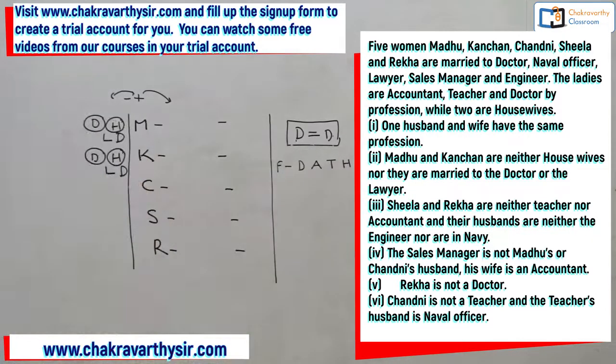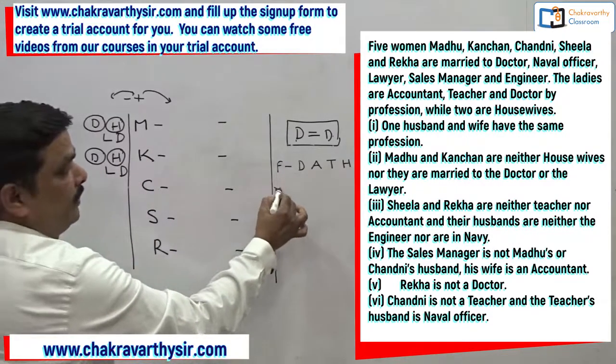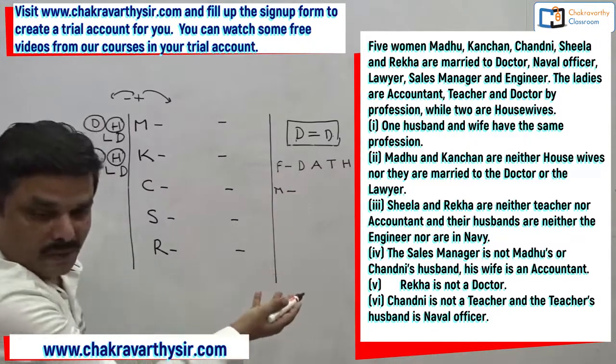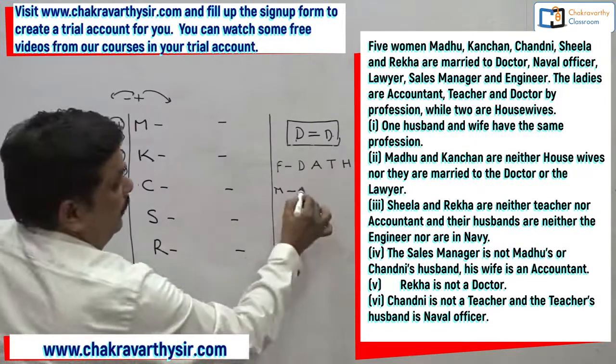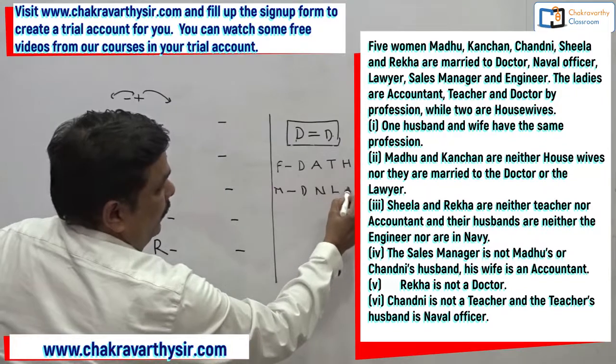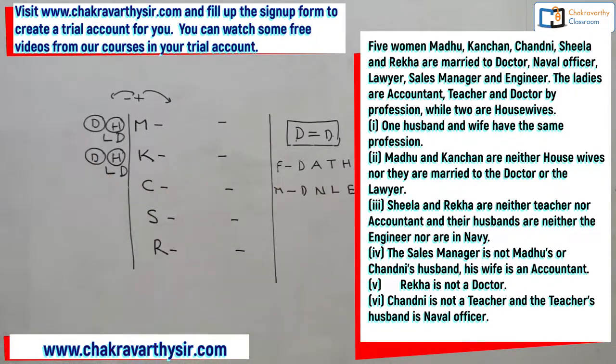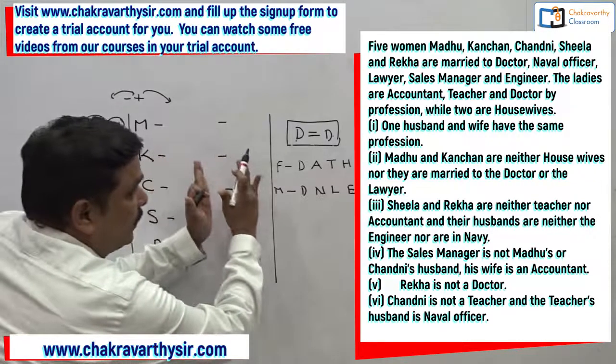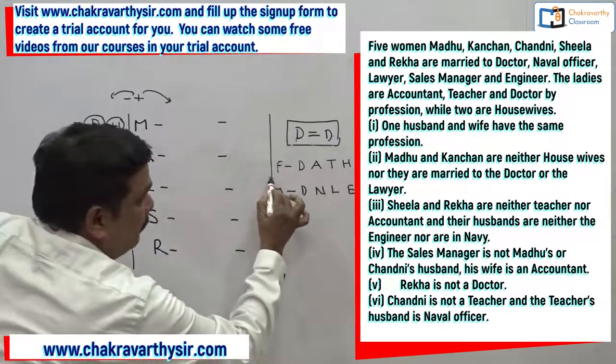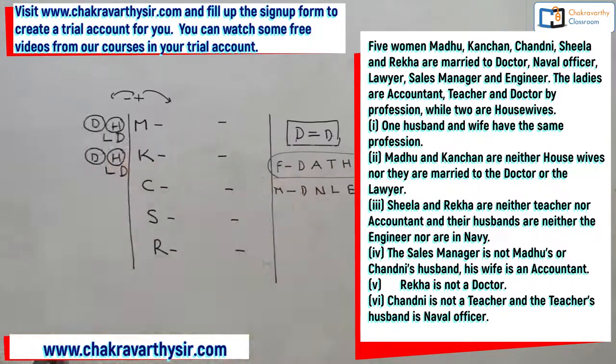This way for female. For male, of course, we'll discuss male also. What is that one? Doctor, naval officer, lawyer, engineer, sales manager. 1, 2, 3, 4, 5. That's it. Okay.